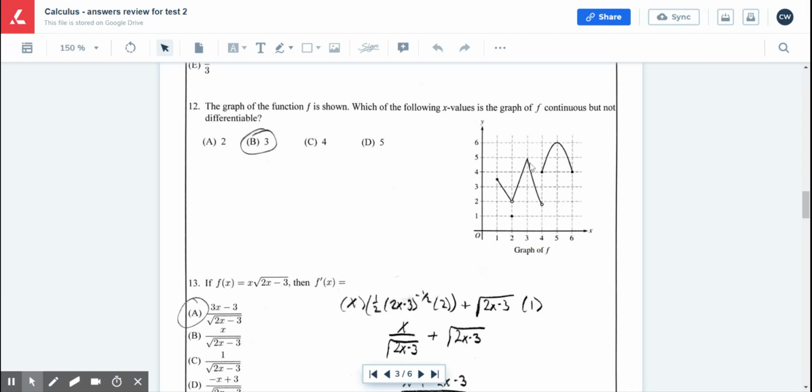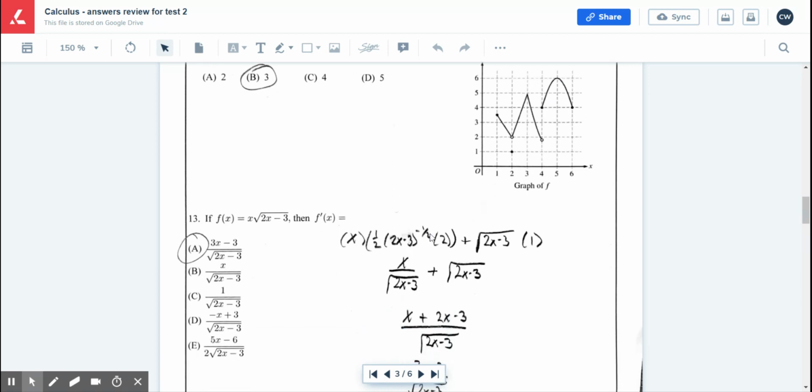Number 3, I am continuous at number 3, but we have a cusp there, so that means we're not differentiable. So we are continuous, but not differentiable. So that's why that's our answer. Number 4, I'm not continuous because the limits don't match. And number 5, I am continuous and I am differentiable. Remember, I am differentiable because we're smooth there. We don't have a cusp.